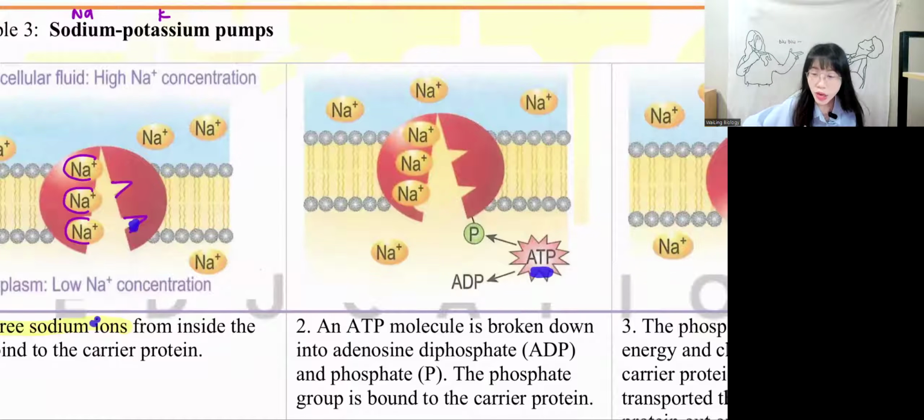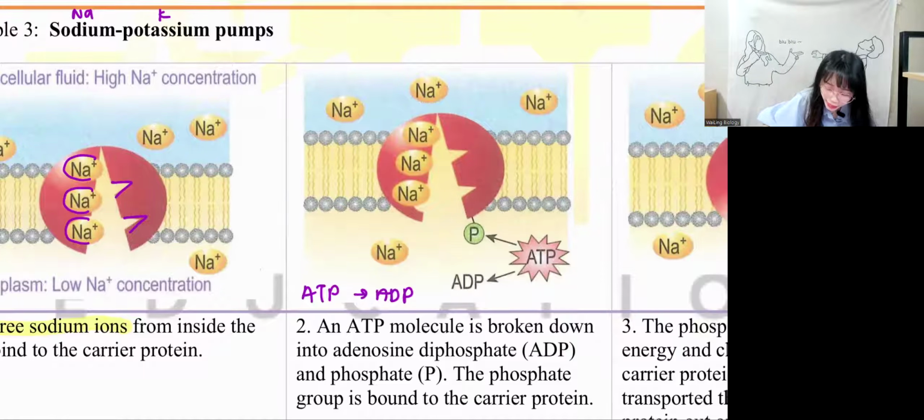Sodium ion is an ion. A carrier protein carries the ion. Yes, okay. So we have 3 because ATP is a triphosphate. When you want to break down ATP, it will be broken down into ADP and P. ADP is a diphosphate, 2, and phosphate is 1. So the 3 will break down into 2 plus 1.